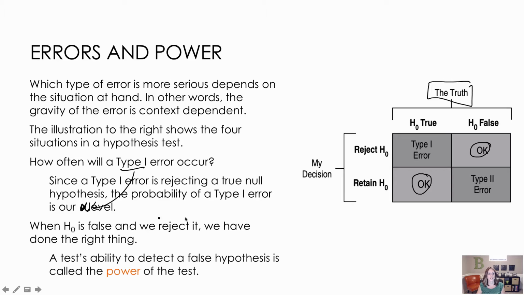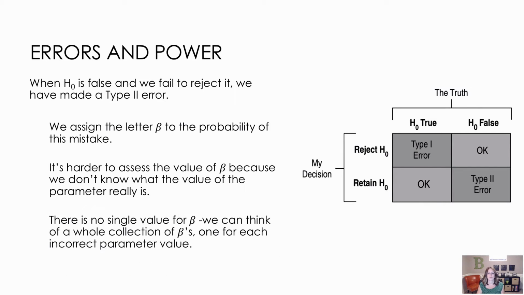When it's false and we reject it, we've done the right thing. This is called the power of the test. Again, we're not going to talk a lot about power, but what you need to understand about power, in case they ask, is that it's really just the test's ability to detect a false hypothesis. So the null hypothesis was false and we rejected it, which was a good thing. That's the power of the test.